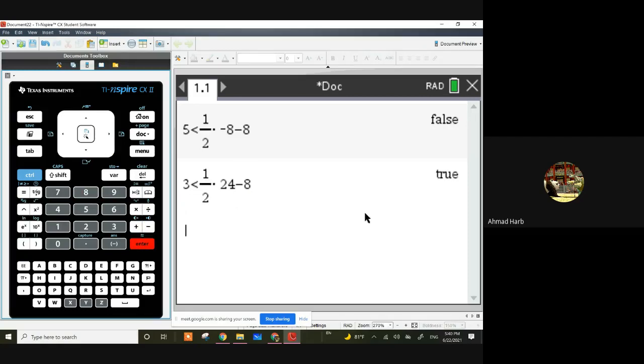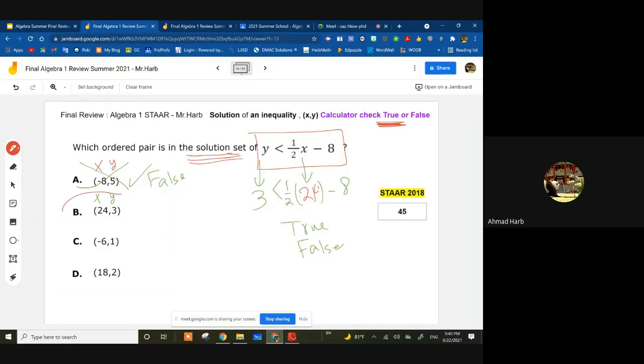This came out to be true. So that means the answer (24, 3) is true. So that's the answer. This point is in the solution set of this inequality. Okay, so this is how you do it, using the calculator, true and false.